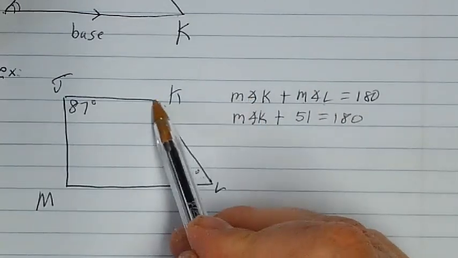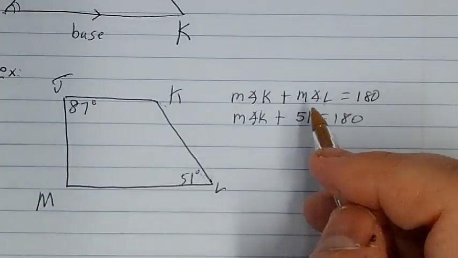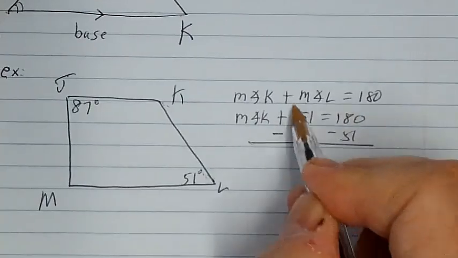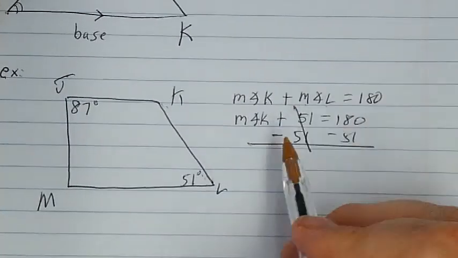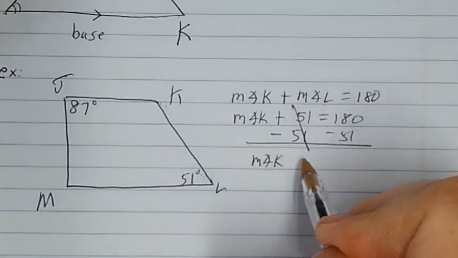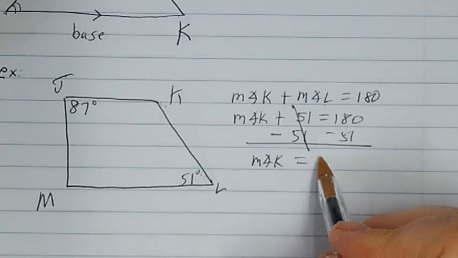And you kids can solve equations better than I can. Minus 51, minus 51. Mr. Davis, you got that? So we got the measure of angle K equals what? I'm sorry, what is it? 129 degrees. That's the full package.